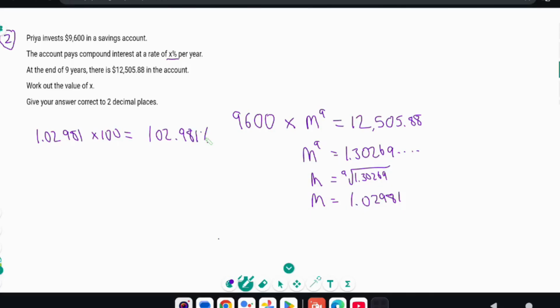So we're saying the value at the end is 102.981% compared to the 100%. So let's take off 100% to find out the compound interest. Two decimal places, 2.98%.